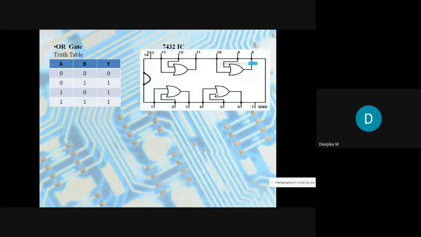And again, it is also a 14 pin IC. Here we can see there are 4 OR gates. 1, 2 is input and 3 is output, and the things are followed like that.